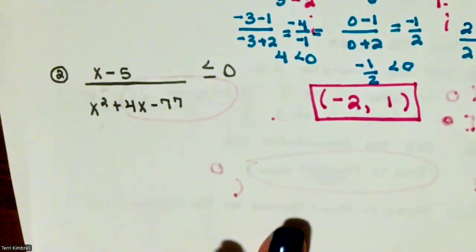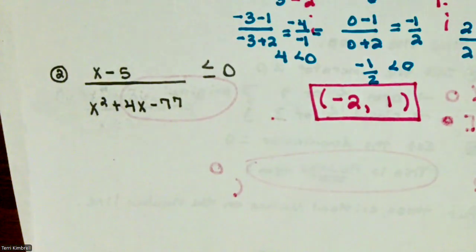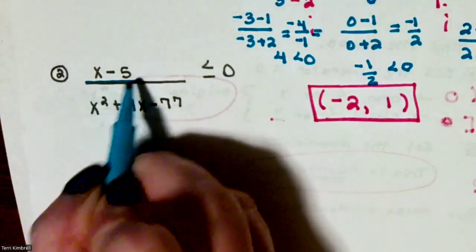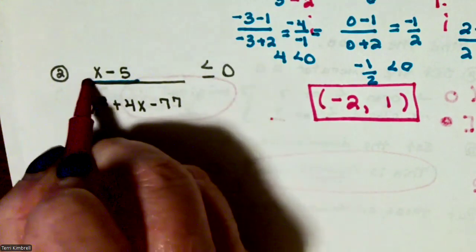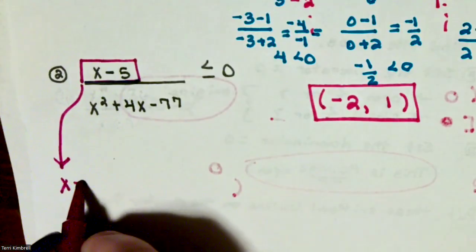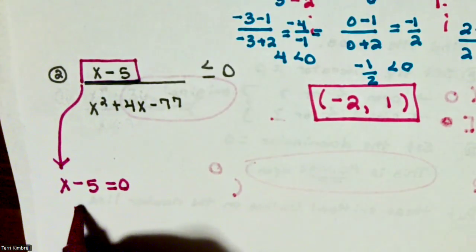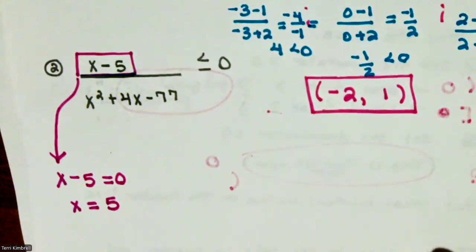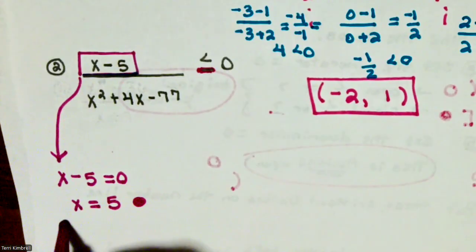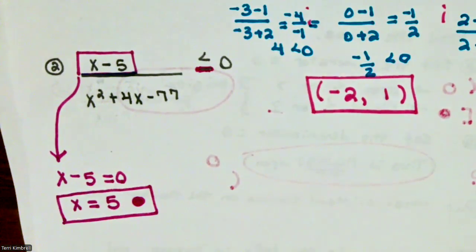Okay, going to question number 2. Everything is on the left side. It is a single fraction. So the one thing I have to do when I have it as a single fraction is start with the numerator. That's going to be the x minus 5. I'm going to take that and solve for 0. That's going to give us a positive 5. Since it says equal here, that's going to be a closed circle. So I need to make sure to close that in.